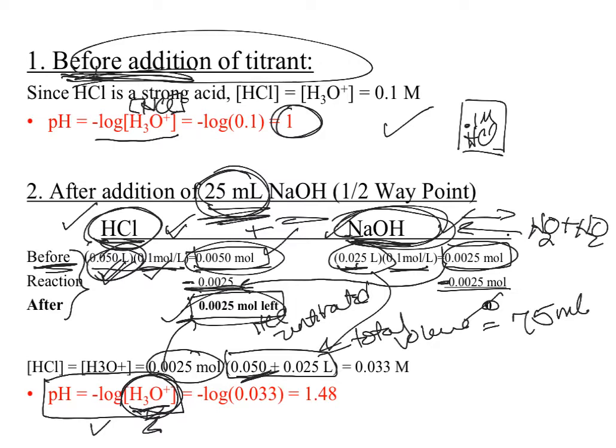And so that's how we find molarity, and then we can easily get pH. So pH in the very beginning was 1. Since you're adding base, you expect pH to go up, and it has. When we're at the halfway point, it's gone from 1 to 1.48.